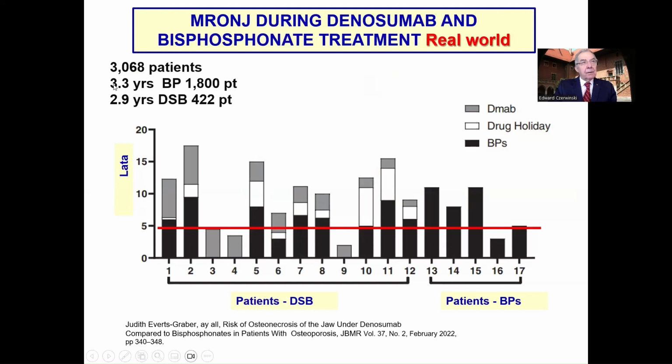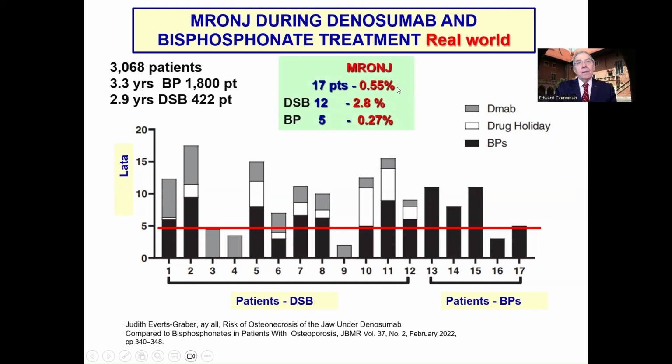3,000 patients, roughly 3 years of treatment with bisphosphonates or denosumab, and altogether 17 patients, meaning over 2/10 of patients: 2.8 in the denosumab group, and 0.3 in bisphosphonates. And please note that the denosumab cases are just below 5 years, usually, while after bisphosphonates it is over 5 years.